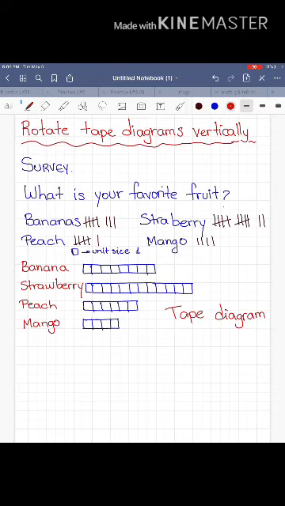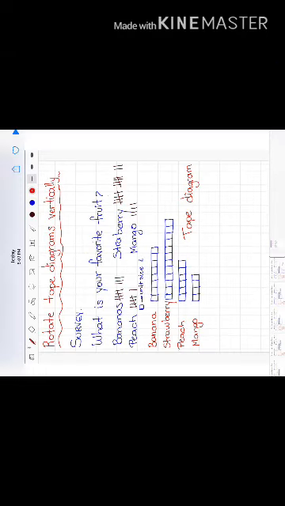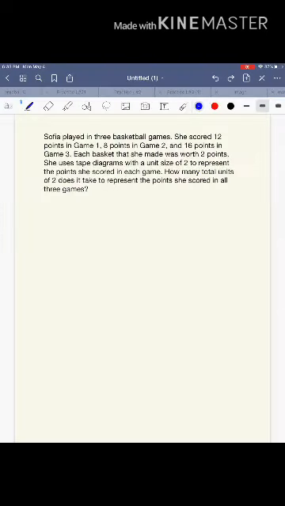So what happens if I switch my screen, which I can't do, to a horizontal way? Look at what happened if we just switch the page: now it looks like a bar graph. So if we take a tape diagram and just locate it in a different way, it will become a bar graph.